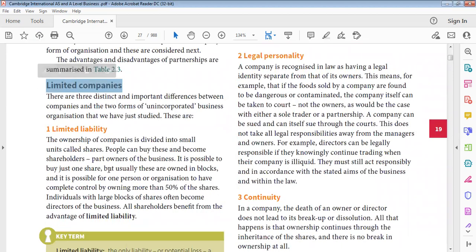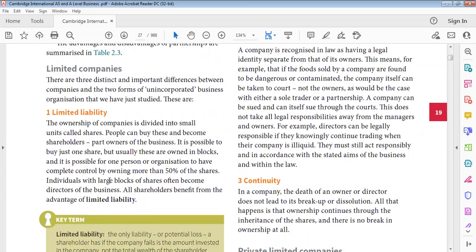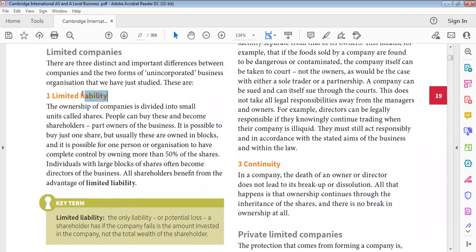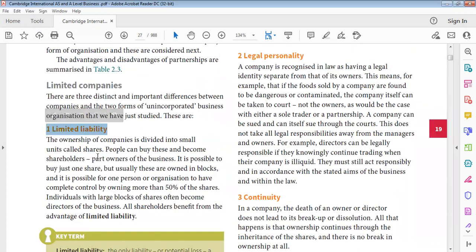All right, now let's discuss limited companies. What are the features of limited companies? The first thing is that limited companies have limited liability. By the way, can you tell me how many types of limited companies there are? Two. What are those? The private one and the public one. Very good. Private limited company, public limited company.